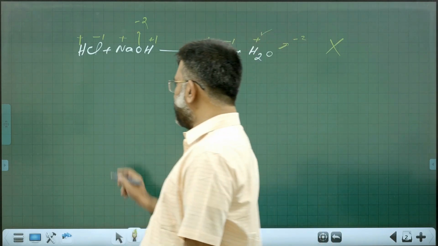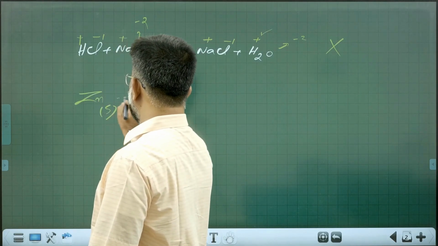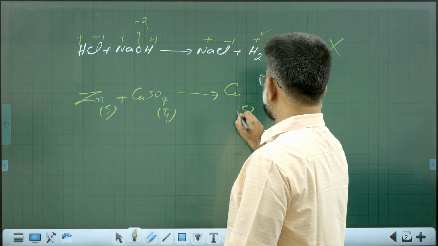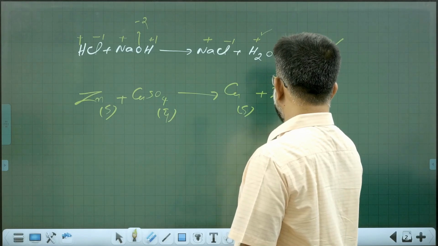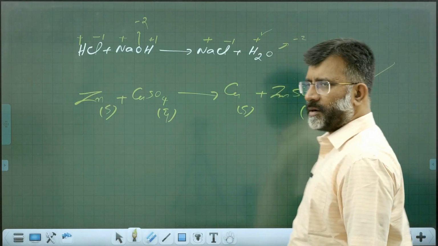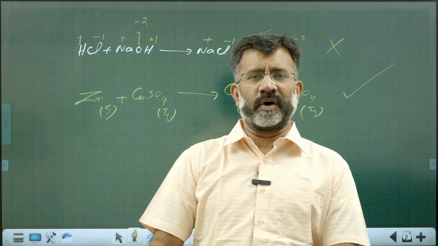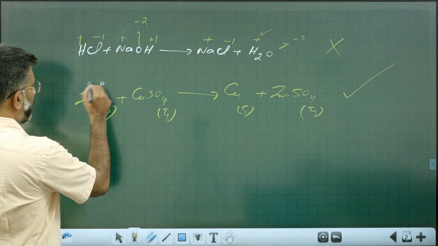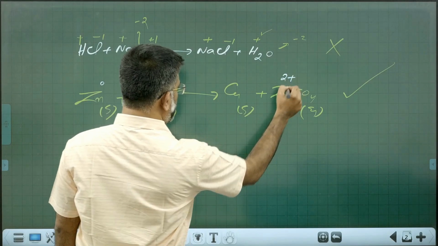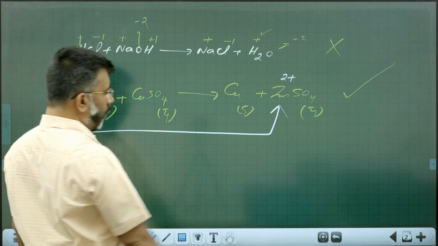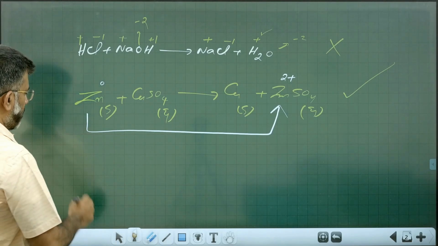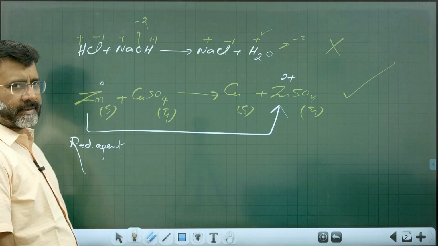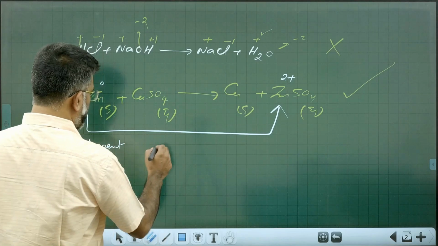Meanwhile, the reaction between zinc solid plus copper sulfate aqueous gives copper solid plus zinc sulfate aqueous. Everyone knows this is a redox reaction and the typical example of a galvanic cell. What is happening here? Zinc in its elementary state, 0, is oxidized to 2+. Zinc undergoes oxidation, and any species undergoing oxidation is called a reducing agent. Zinc acts as a reducing agent and the reaction is oxidation.